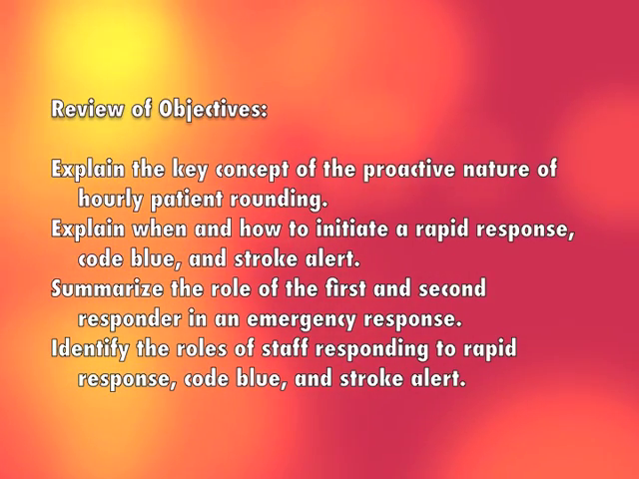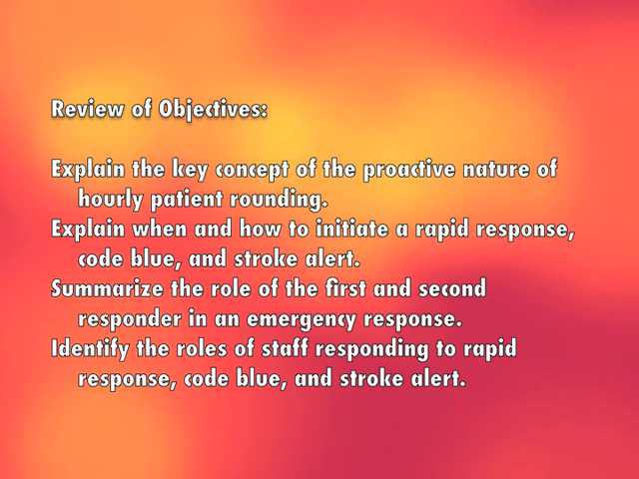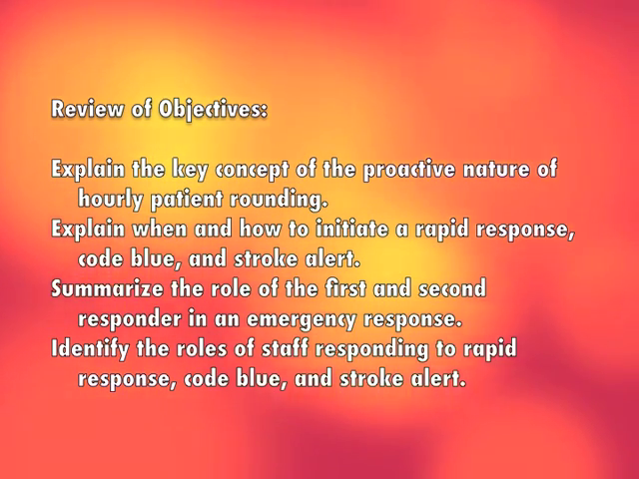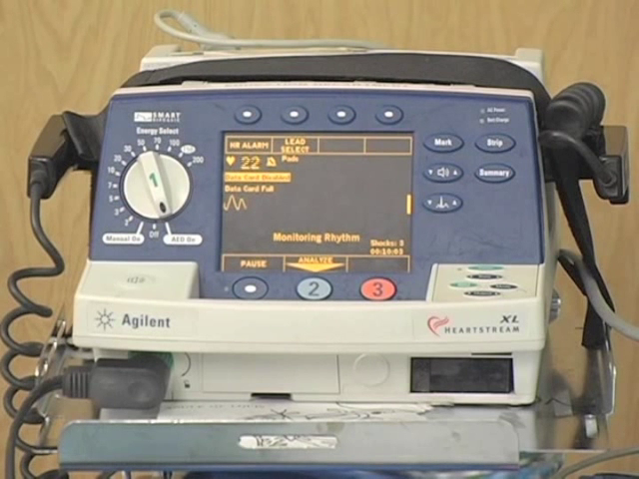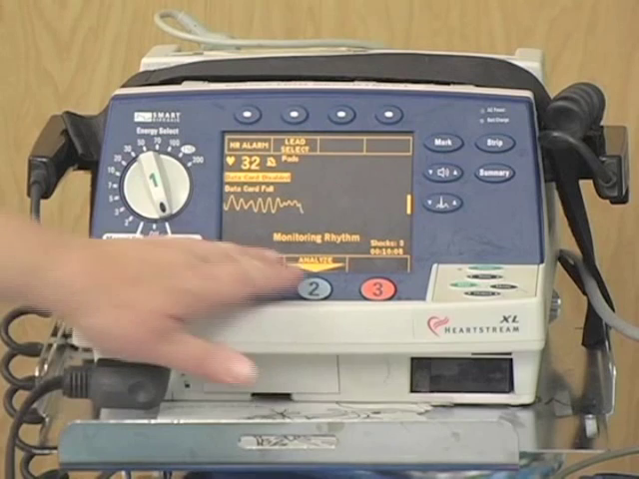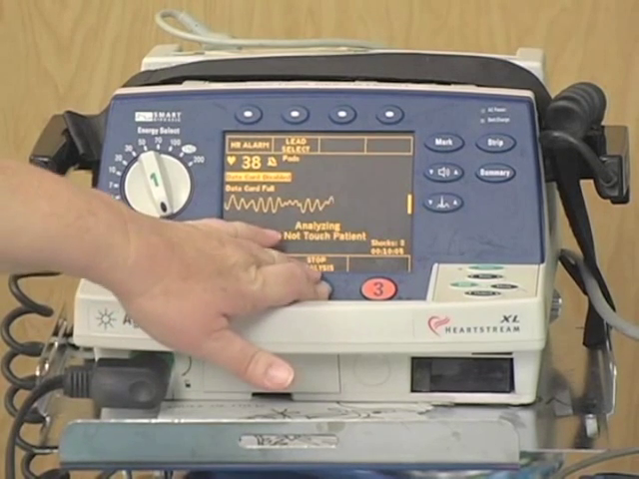Today you have learned about the key concept of the proactive nature of hourly patient rounding, when and how to initiate a rapid response, code blue, and stroke alert, and the roles and responsibilities of the BLS responders in these types of situations. Now you will watch a video with a demonstration on the proper use of an automated external defibrillator in a code arrest situation.